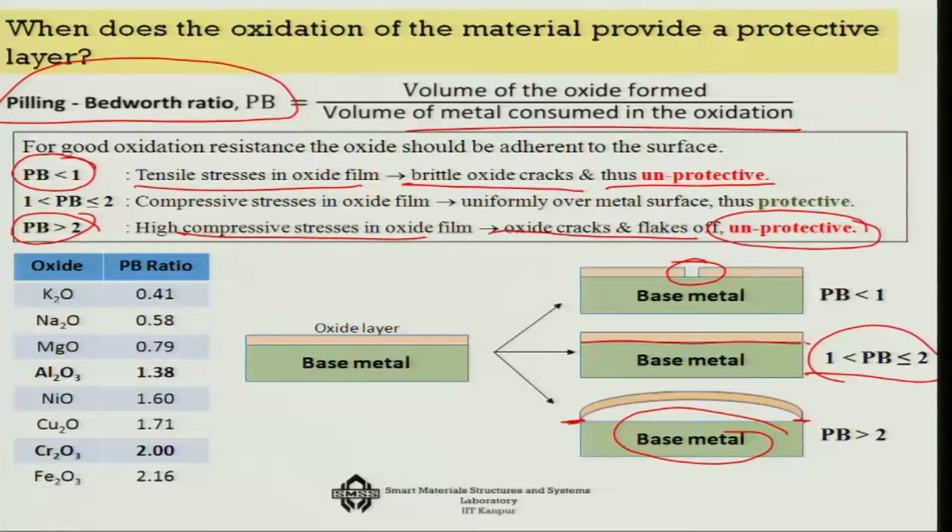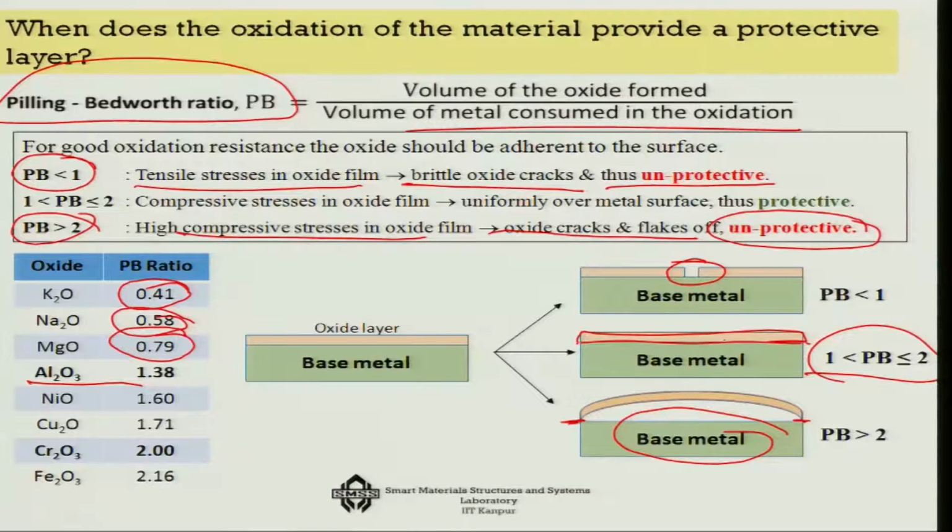So, for example, if you use potassium as the layer, potassium oxide would form, but the PB ratio is much less than unity. So, that means that there will be brittle oxide cracks and potassium cannot be used as a layer. If you use sodium, 0.58, the same problem, okay, there will be cracks due to tensile stress. Magnesium oxide, again a similar problem, but aluminum oxide, it is between 1 and 2. So, it will very nicely work like a protective coating.